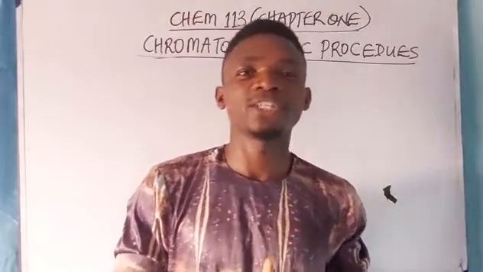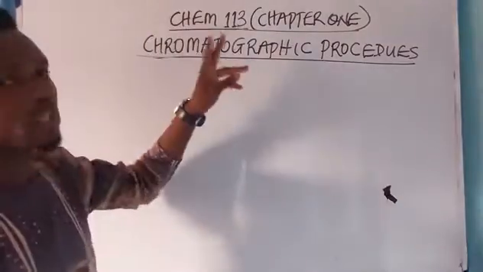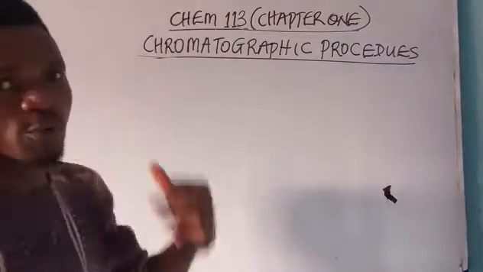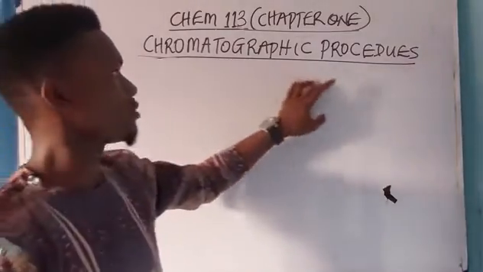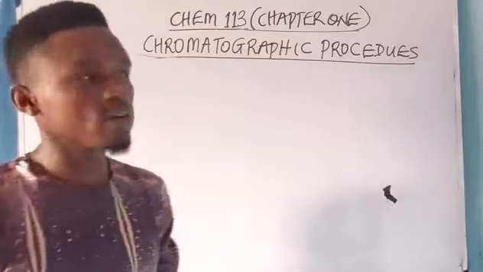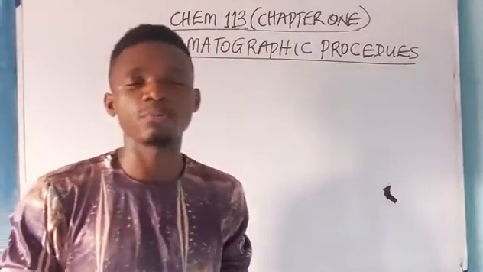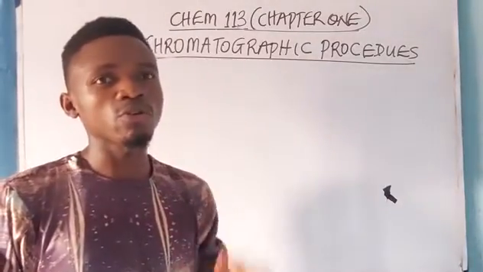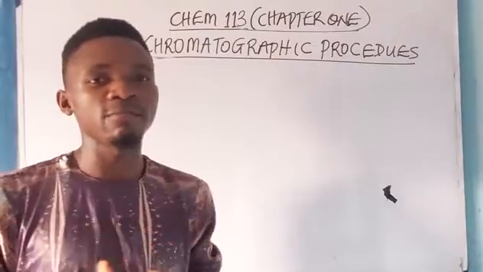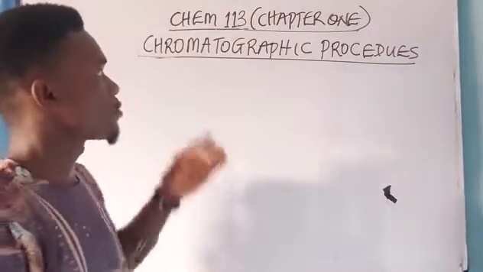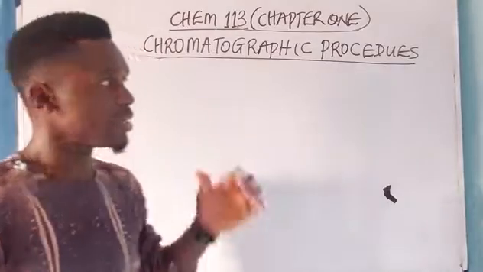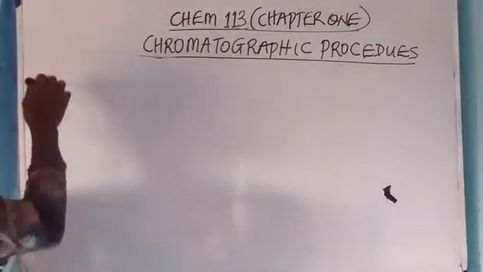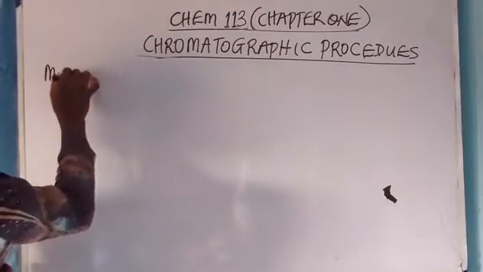In today's video, I shall be taking us through Chem 113, a subtopic called chromatographic procedures. Chromatography can be defined as a process whereby colored substances are separated from every other component. For such substances to be separated in a column, the components must migrate.